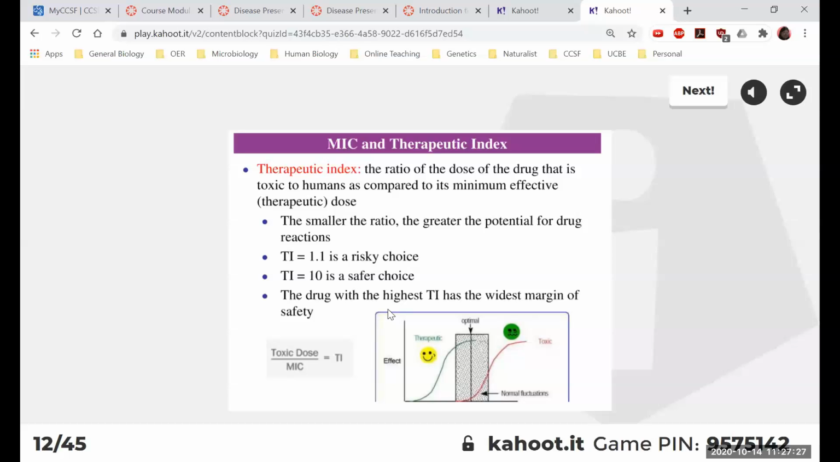On the other hand, if it's a different drug where the TI is 1.1, then 10 milligram is barely able to deter bacterial growth, and if you increase the dose to 11 milligram, the patients start showing side effects. So it's a really risky choice, because you don't have a lot of room to play around with the dosage. Ideally, you want to find the drug that has the highest TI, because you have a wider margin of safety.